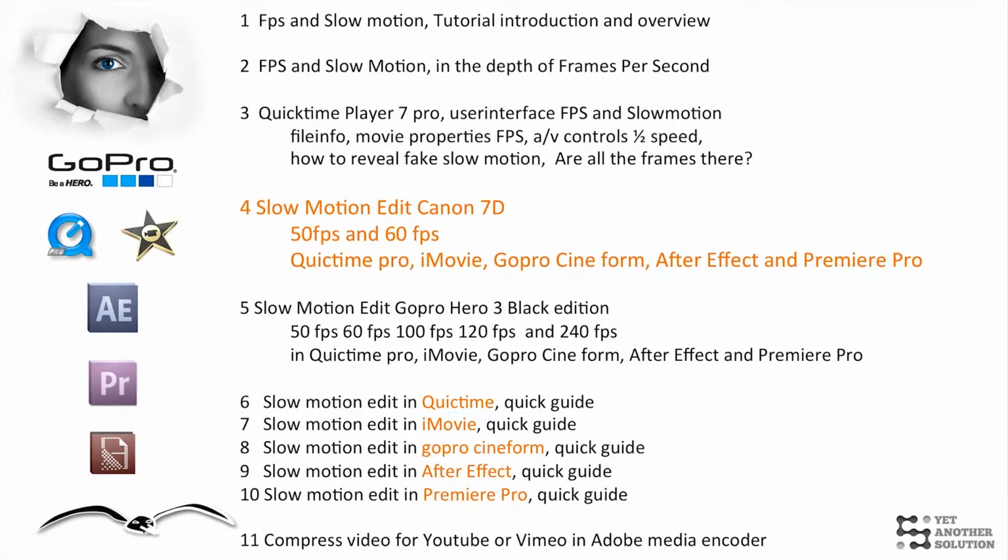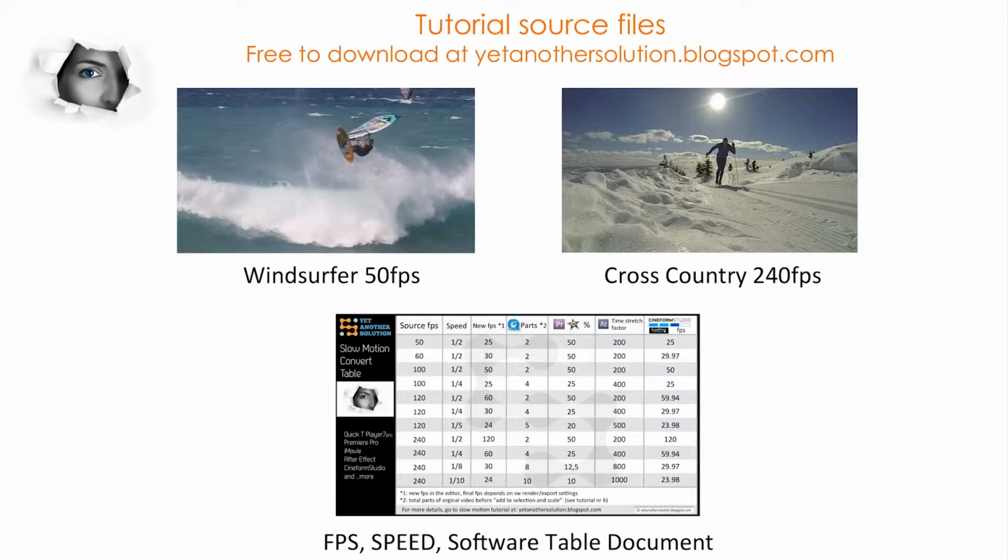I just want to remind you that the next tutorial will be about slow motion with the GoPro Hero 3, where we will slow down video shot at up to 240 frames per second. Both in this tutorial and in tutorial number 5, we are going to do the same in QuickTime Pro, iMovie, GoPro Cineform, After Effects and Premiere Pro, so we can see how you do the slow down in the different software.